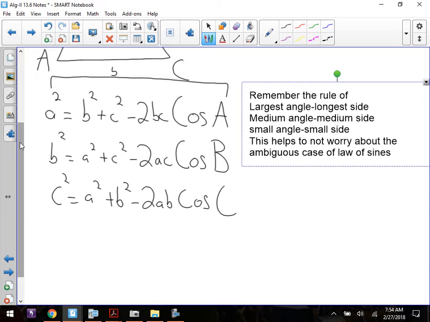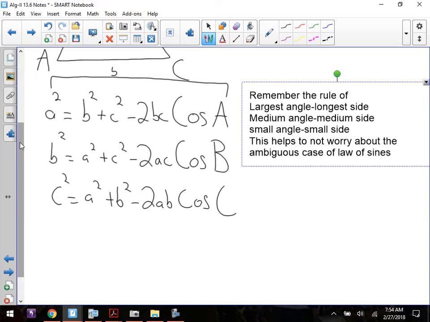That comes into play pretty regularly with law of cosines, especially when you're working with the side case. I don't know if they talked about that last year. I'll show you here why we do that. If you set it up a certain way, it allows you not to worry about the ambiguous case of the law of sines. Doesn't mean it doesn't always happen, but a lot of times it helps you not have to worry.